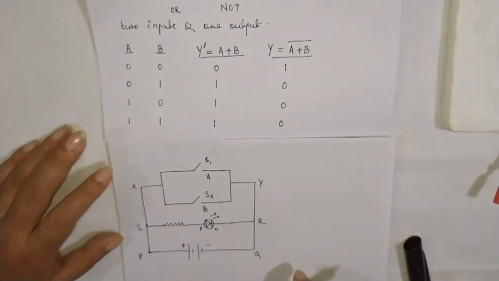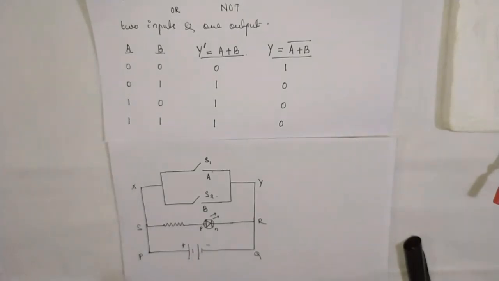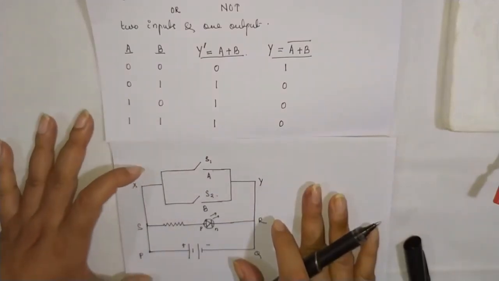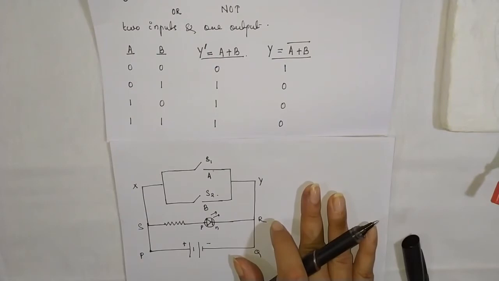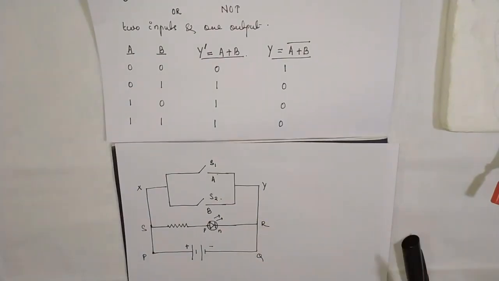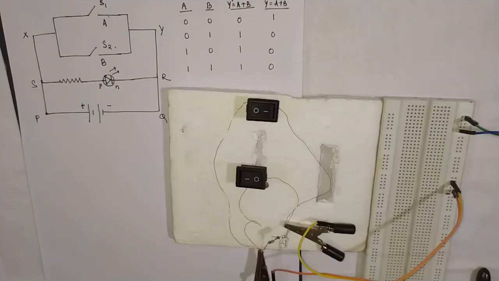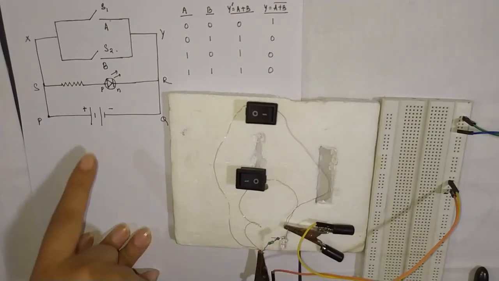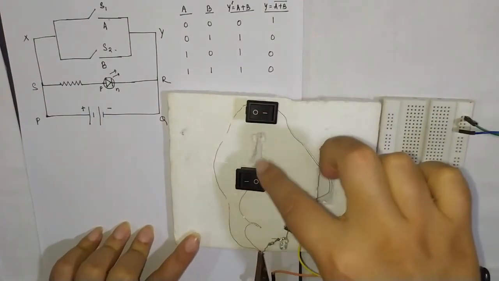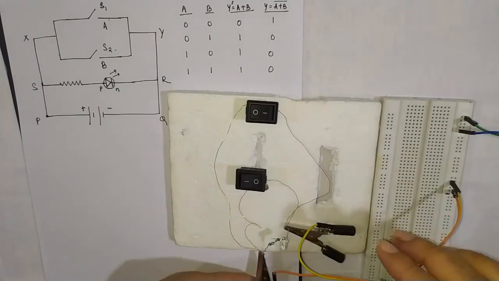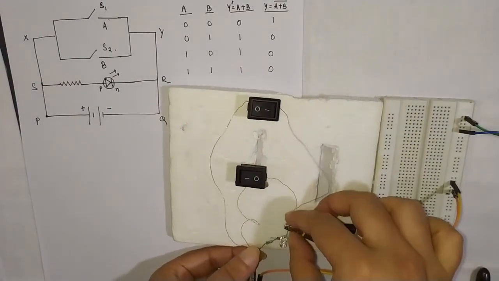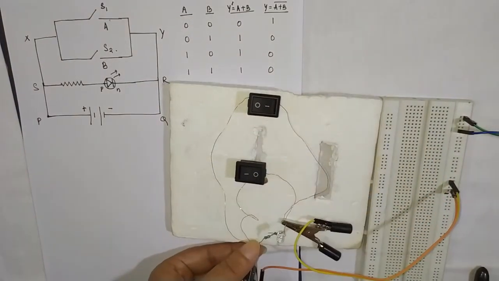So now what we will do, we will have to construct a circuit that I have shown you in this diagram to understand this output. So let's do the setup. So here is the setup. You see, as shown in the diagram, here are the two switches. You can see here, I have taken two wires and arranged over here. They have connected to this point. That means they are connected in parallel.